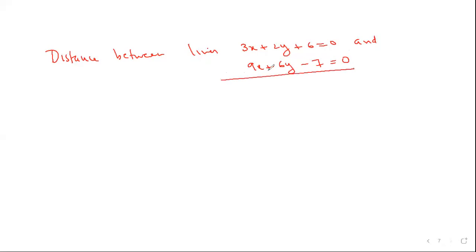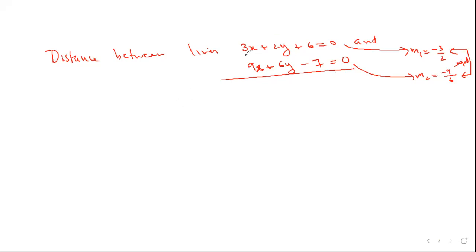What do you notice here? Is there any difference between the previous problem and this problem? The slopes are different. So first of all, find the slopes of these lines. What is the slope of this line? Slope is minus 3 by 2. The slope of this line is minus 9 by 6. Are they equal or not equal? It's equal after simplifying. So they are parallel lines.